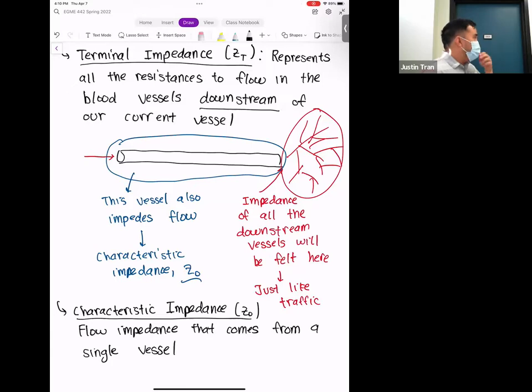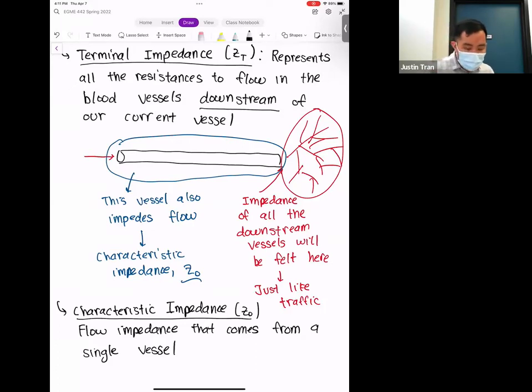So those two definitions are central to how we're going to proceed with the calculations. Terminal impedance, you can almost think of as a collective impedance for everything that's downstream. And the characteristic impedance is the impedance for just a single vessel.